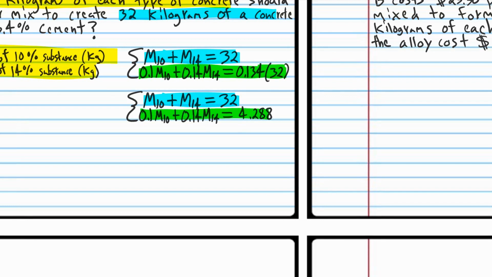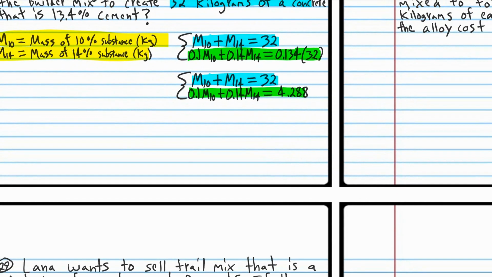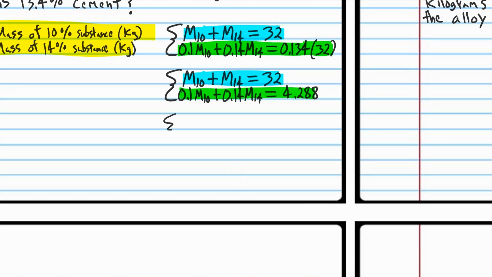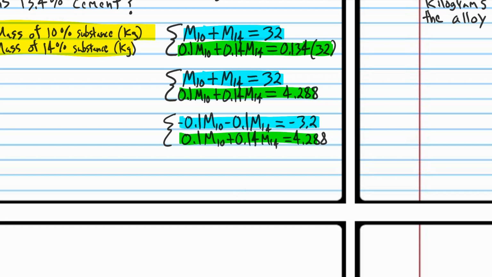So all we did was just simplify that green equation. Now I'm going to eliminate the M10. I think that would be easier. So we're going to multiply the top equation by negative 0.1 and rewrite the bottom equation. Now we're ready to eliminate.